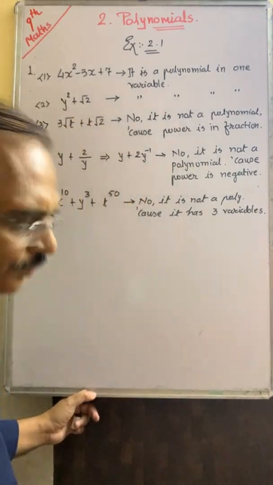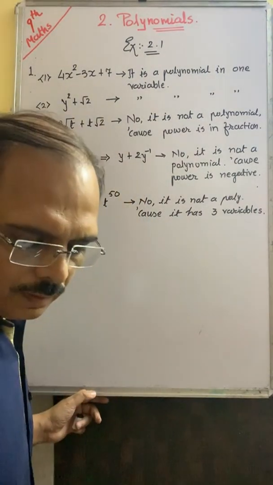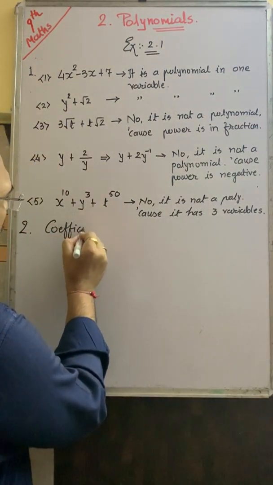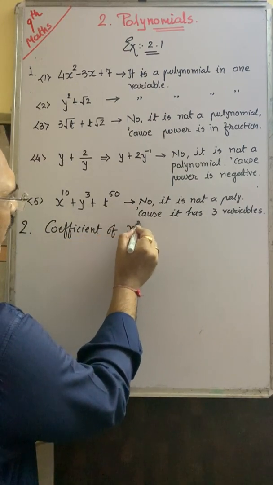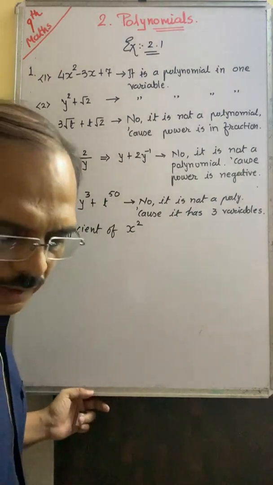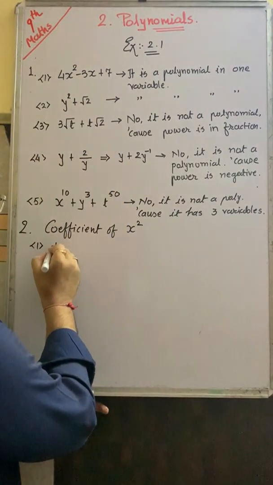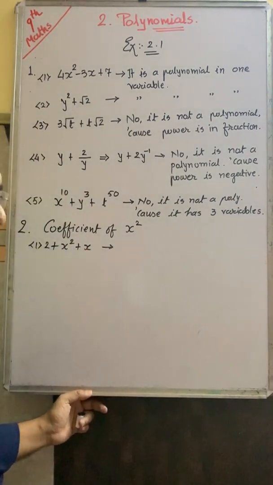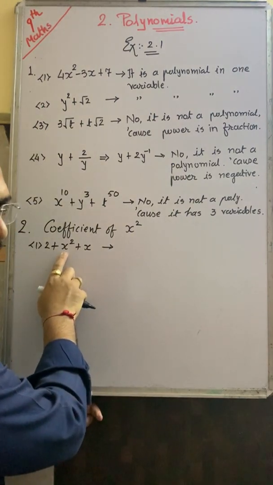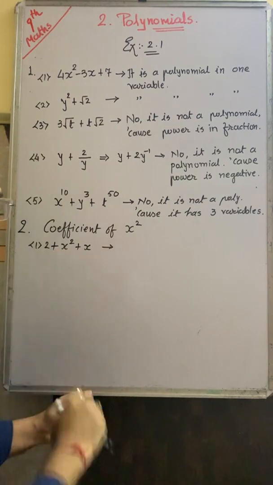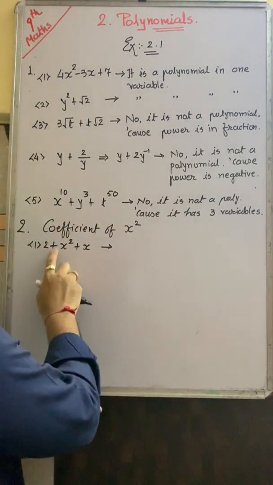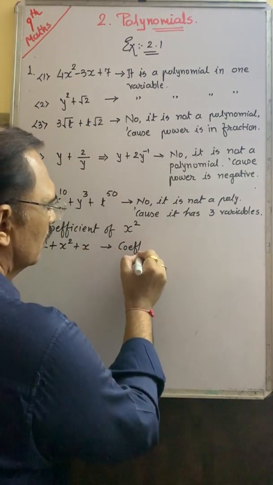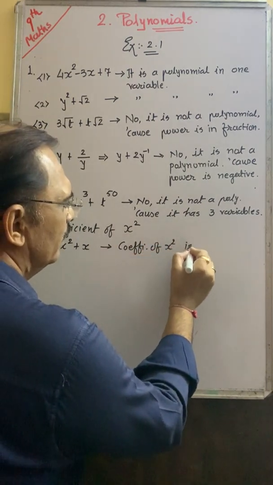Now question number 2. Write the coefficient of x square. You can do it orally also. See, 2 plus x square plus x. Polynomial is given. Now x square term is this. Find out the x square term. Its coefficient means which term is multiplied with x square? Nothing. Here nothing means 1. So coefficient of x square is 1.